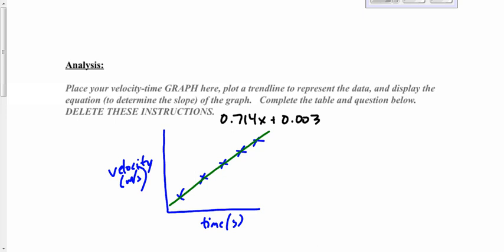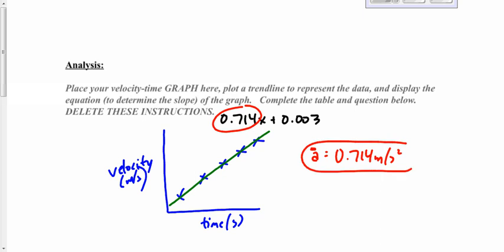The slope of this graph is what? 0.714. That's the slope of the graph. What does the slope of a velocity-time graph represent? Acceleration. So you've just found the acceleration of this smart cart as it's rolling along this track on top of a desk to be 0.714 meters per second squared. Depending upon the mass you use hanging over the edge, that's what's going to affect what the acceleration is, right? The higher the mass, the higher the acceleration is going to be.